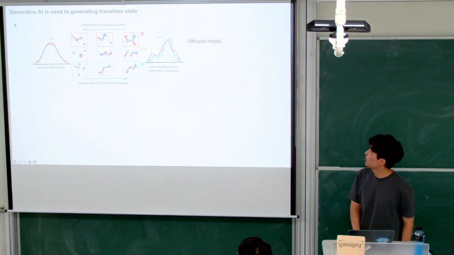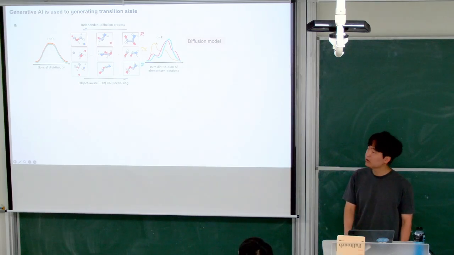So I wrote here the diffusion model. This is not our central focus, but it is one of the most important generative AI models. It uses a noisy stochastic differential equation.